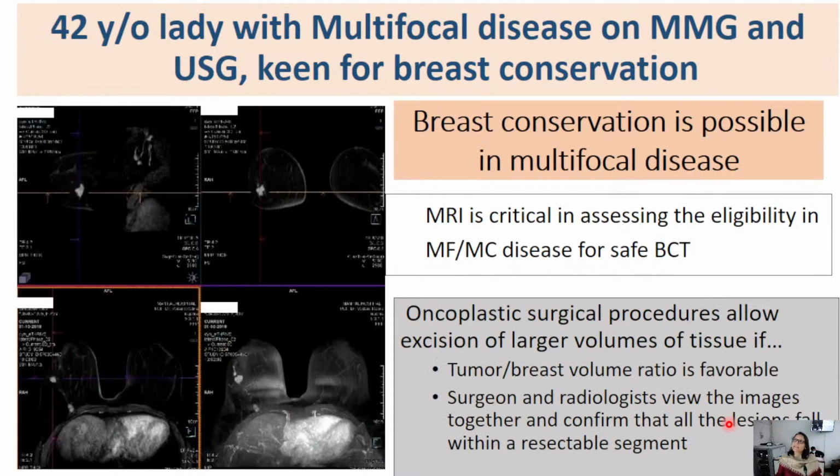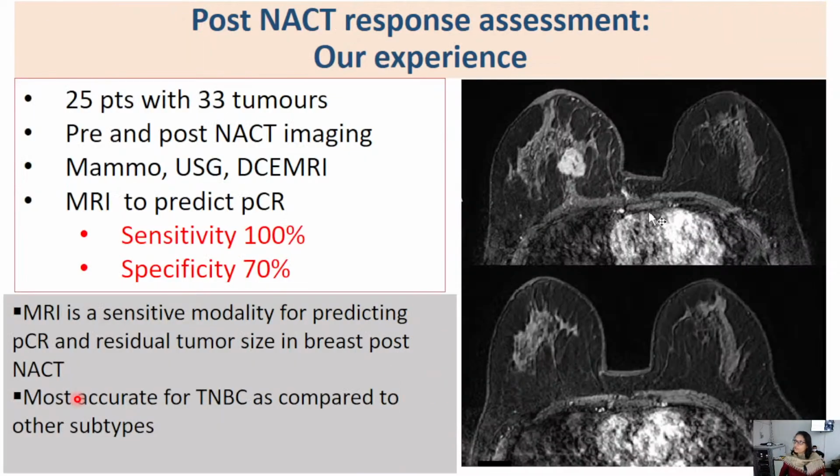Let us look at some examples. This is a 42-year-old lady with a multifocal disease. Now, this multifocal disease has already been depicted very well on the mammography and ultrasonography. She's keen on breast conservation surgery. Now, we have these coronal and the sagittal reconstructions, and when we scroll through these images, we can see that there are actually two well-defined lesions with multiple smaller lesions which are located within the same segment. So, this ensures that the patient has a chance of a safe breast conservation surgery. So that's one of the uses.